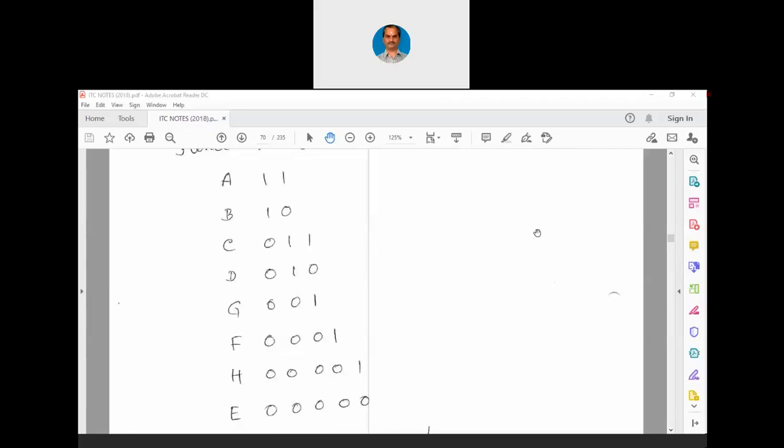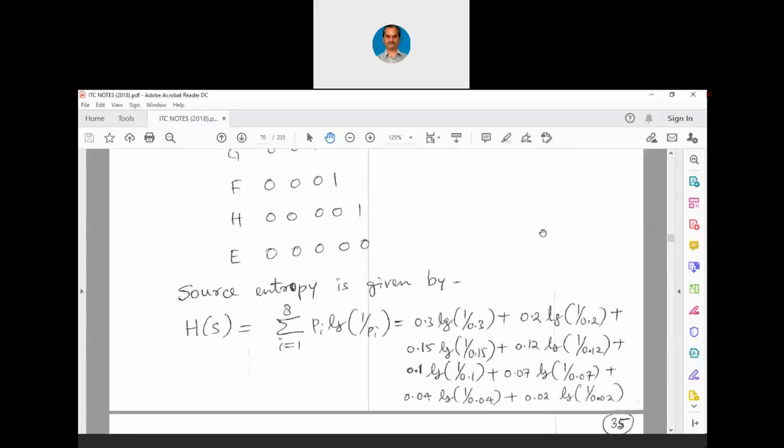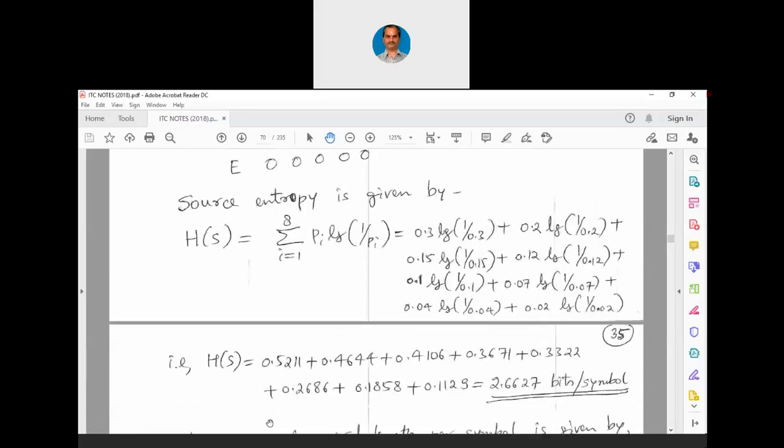Let me continue now. Let us calculate the source entropy. Source entropy is given by H(S) is summation of i equals 1 to 8 of p_i into log of 1 over p_i. This you are already familiar with. And I will show you the answer now. The source entropy is 2.6627 bits per symbol.